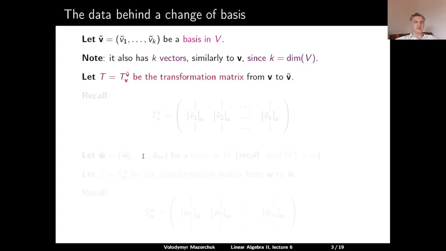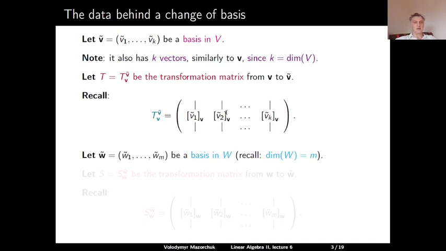Then we have the transformation matrix T from the basis V to the basis V tilde, which is defined in the following way. The first column of this matrix consists of the coordinates of the vector v1 tilde in the basis bold V. The second column consists of the coordinates of the vector v2 tilde in the basis bold V, and so on. So this is the set of data which defines a new basis relative to the original basis bold V.